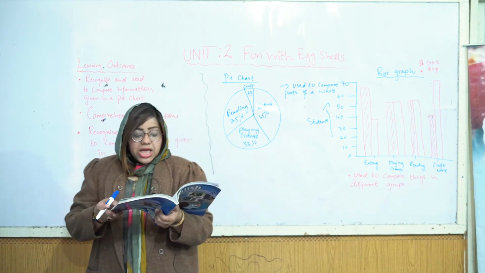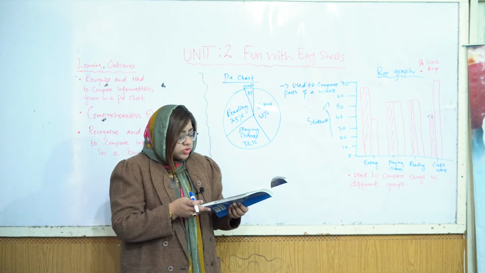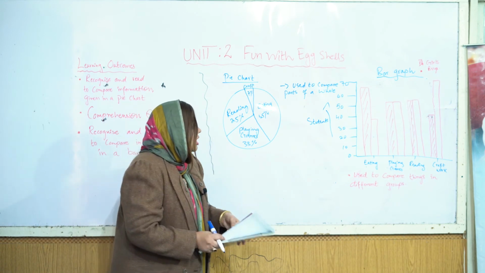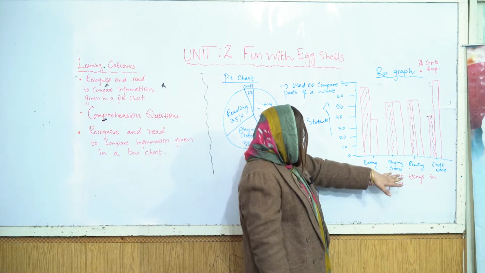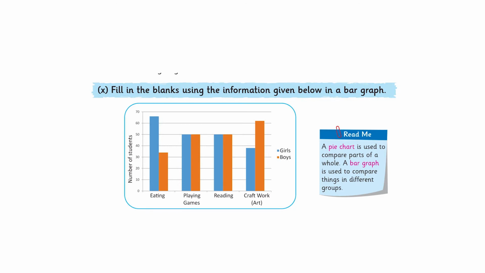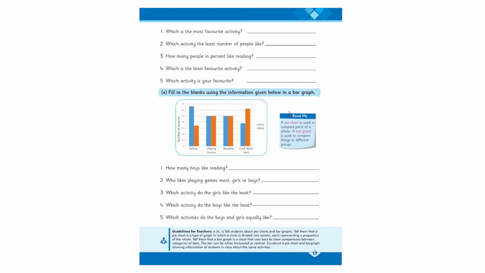Got it? Now, who likes playing games? Most girls or boys? Now, how can we identify that? This is playing games and this is an equal bar for both boys and girls. So, how can we write it? We just have to write both. Both boys and girls like playing games. Now move on to the next.